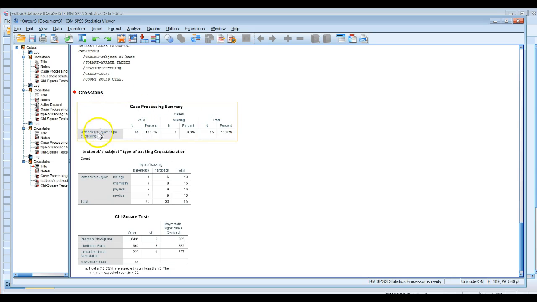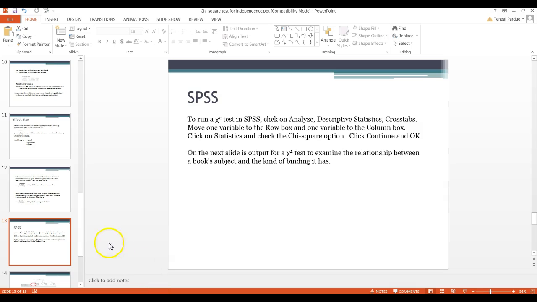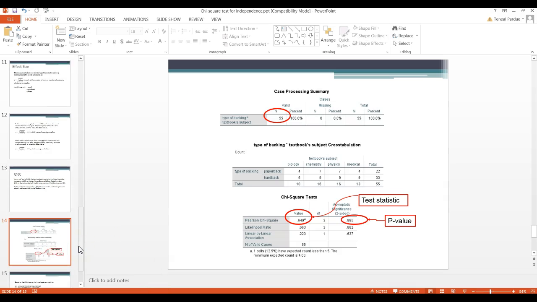And this gives us 3 things we need. It gives us the case processing summary, which gives us the sample size, which we're going to need to do the effect size. It gives us the observed frequencies, and then it gives us the results of the test. For the chi-square row here, the value is the chi-square test statistic. So 0.649 is the chi-square test statistic. And the p-value is asymptotic significance. It's 0.885. Okay, so I've got those things labeled in here, so you can go back and look.